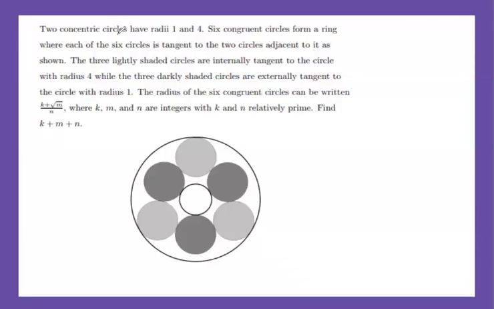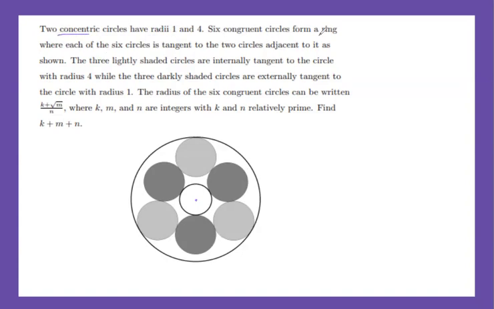So two concentric circles have radii of 1 and 4. Okay, so that's basically this circle and the larger one, meaning that they share the same center. Okay, and that is given.